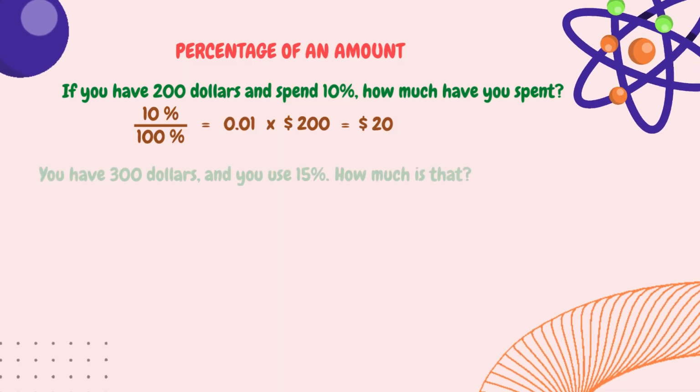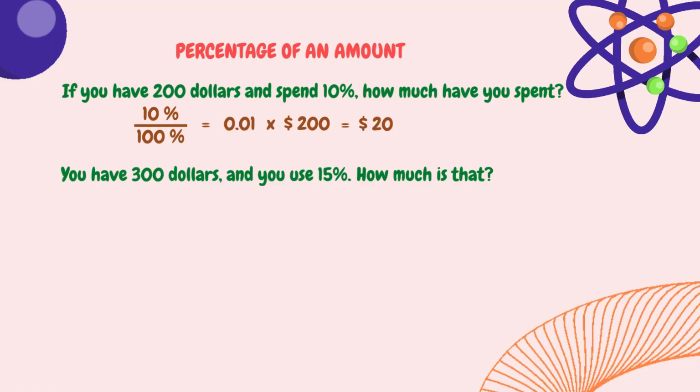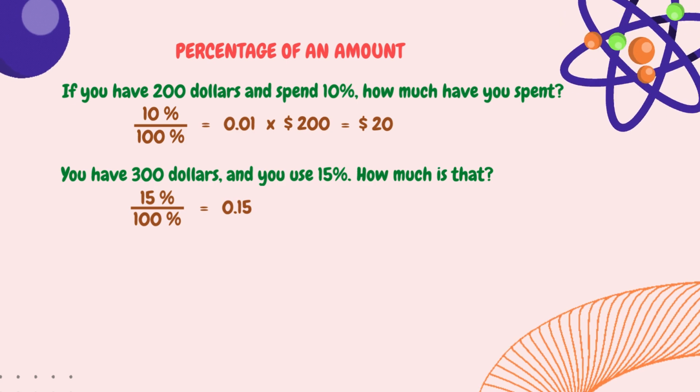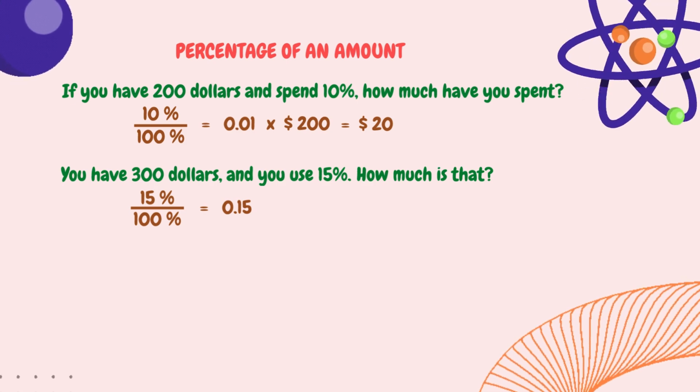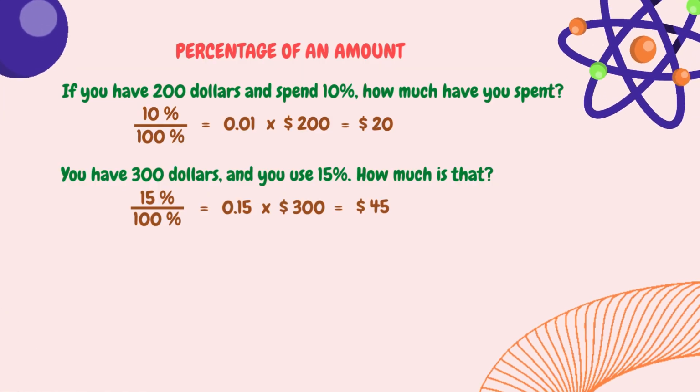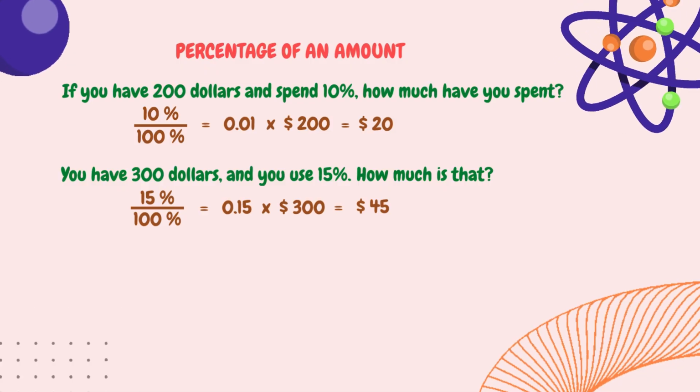Example 2. You have $300 and you use 15%. How much is that? 15% over 100% gives 0.15. 0.15 times 300 is equal to $45, so the amount used is $45.